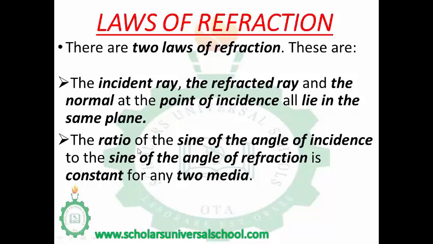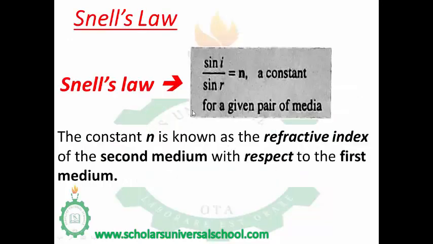The second law says the ratio of the sine of the angle of incidence to the sine of the angle of refraction is constant for any two media. That is, the ratio of sine i over sine r is always constant for any two media. That is, the ratio of the sine of the angle of incidence to the sine of the angle of refraction is constant for any two media.